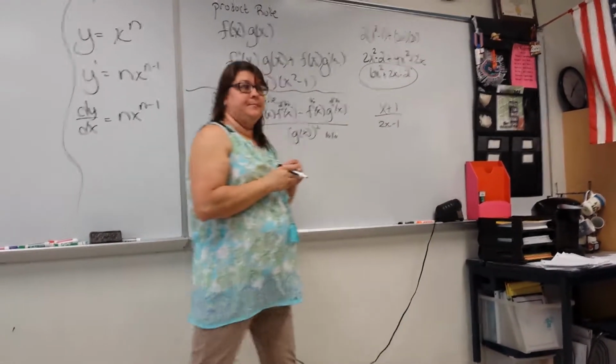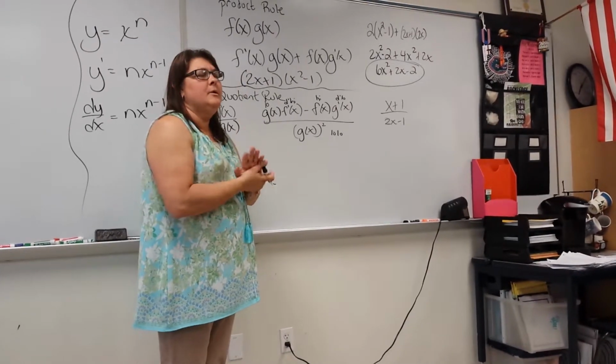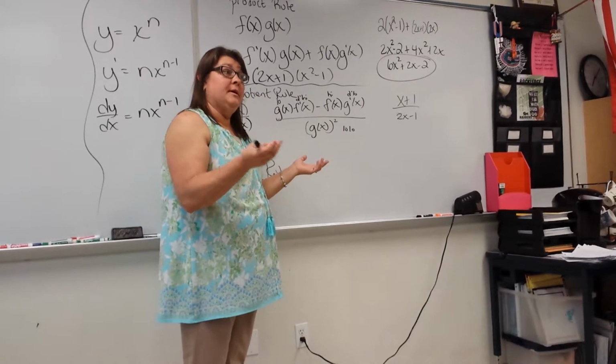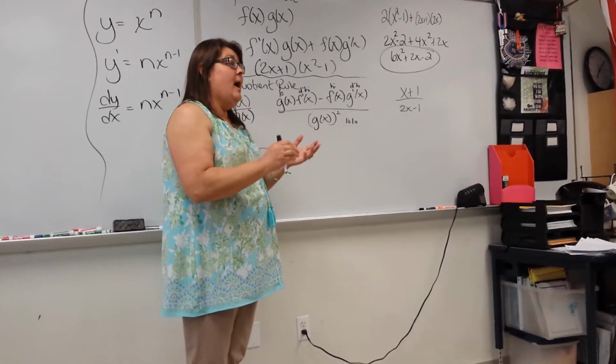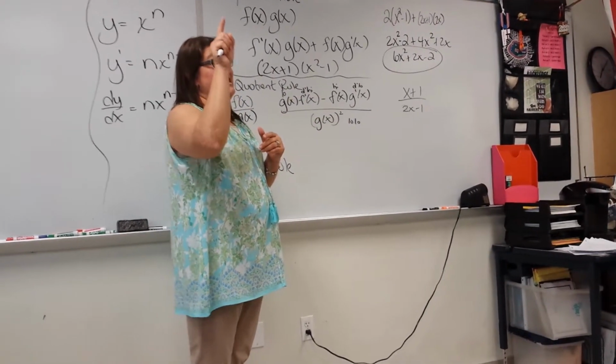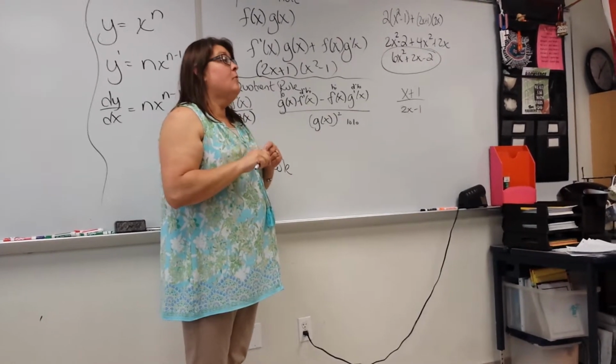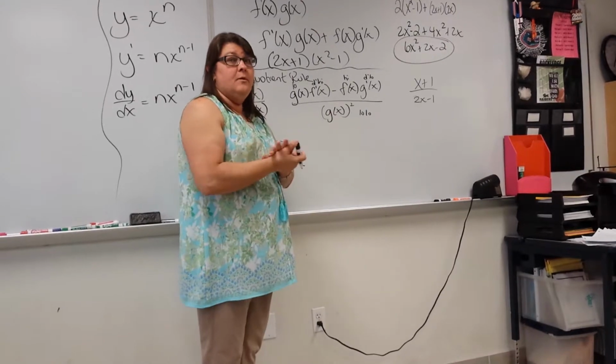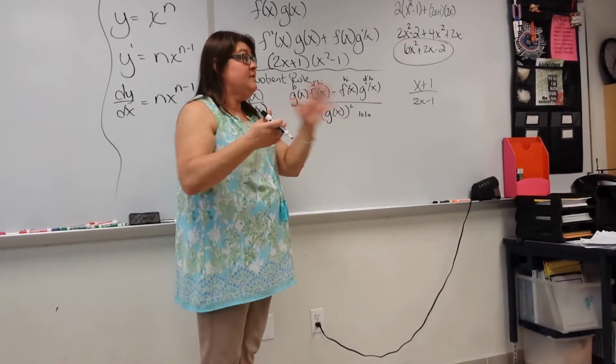Even then, couldn't you just pull the x up to the top? How would it look? It would be x plus 1 times 2x minus 1 to the negative 1. And then you just do chain rule. So that's the product rule with chain rule intertwined. Either one will get you the same spot.